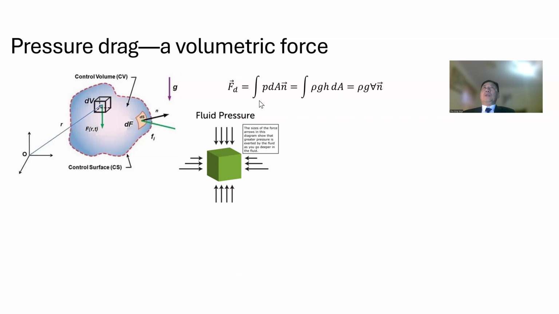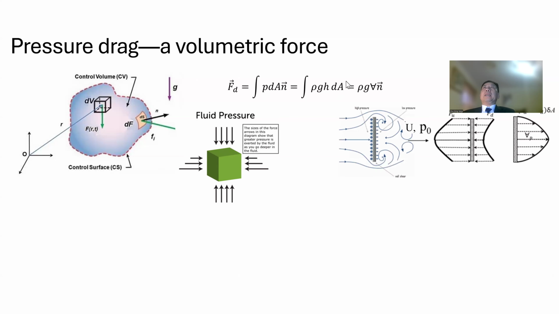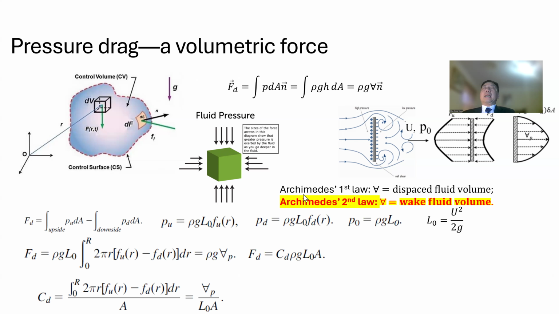For this, you use this formula, and then you will see the pressure difference here and here is the same in still water, and here will be different. The integration will generate Archimedes' first law: the displaced fluid volume in the vertical direction.